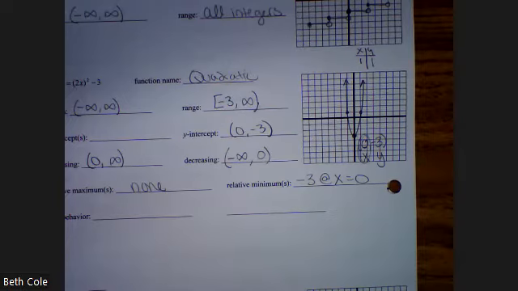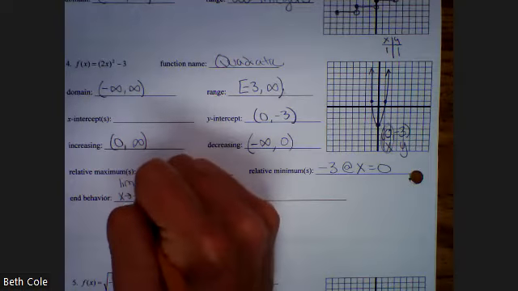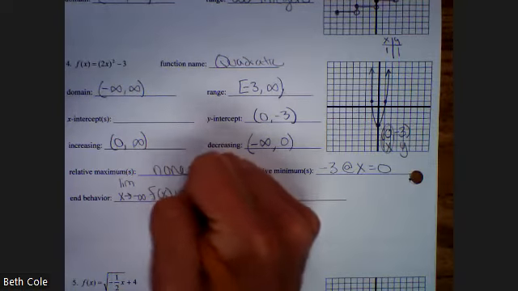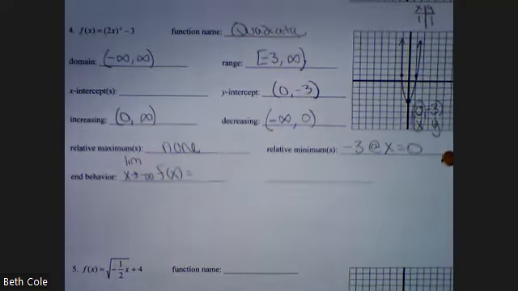And then the end behavior, it's no different than what you did last year. You're just going to get accustomed to this new notation. We write it as limit. So it's limit as x goes to -infinity of the function. And I'm going to pause there and give you all a chance to write it down because I know it's new for you.